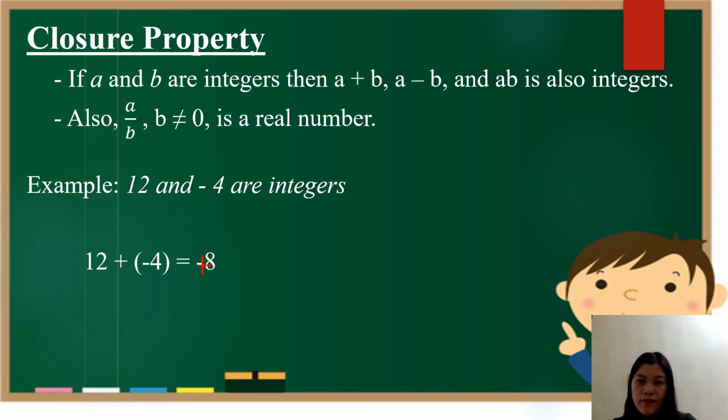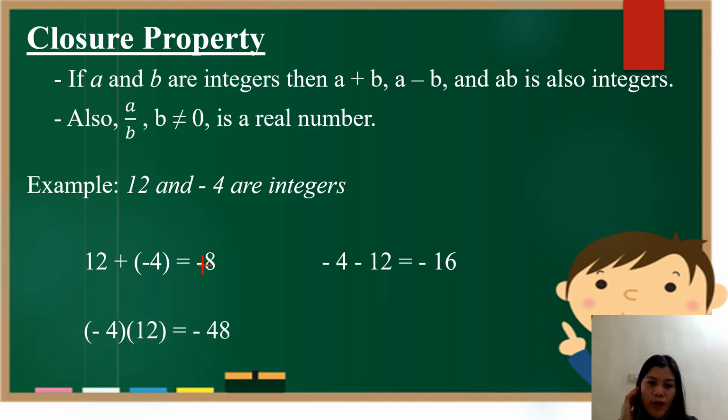Another one we have here. Example, negative 4 minus 12, you have negative 16. Then, negative 4 times positive 12, that is negative 48. Then, 12 divided by negative 4, that is equal to negative 3. So, these are the examples of closure property.